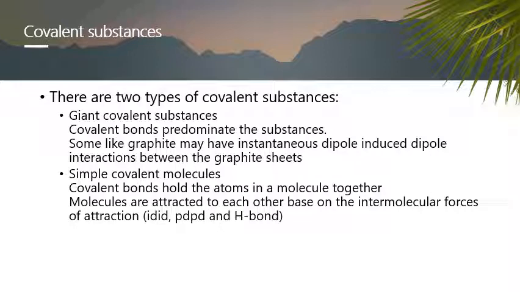Now let's look at covalent substances. So there are two types of covalent substances. One is a giant covalent structure, and one is a simple covalent molecule. So for giant covalent substances, the covalent bond predominates the whole substance, meaning everywhere there are just covalent bonds. Examples like graphite may have instantaneous dipole-induced dipole as well. Others like diamond, all that are just covalent bonds. Now simple covalent molecules are slightly different. The covalent bonds hold the atoms together, but the molecules are then attracted based on the intermolecular forces, which we will talk about later.